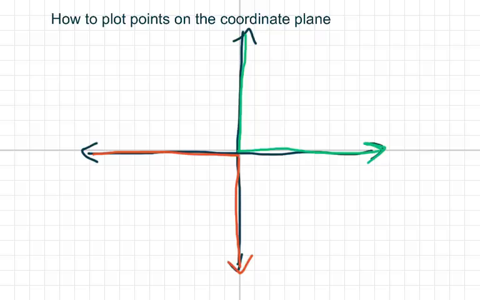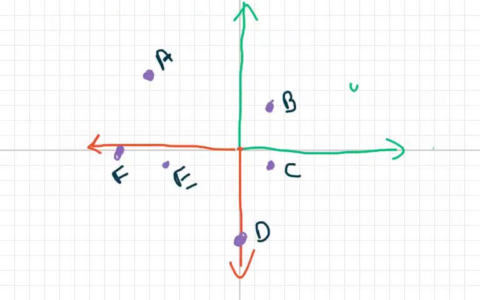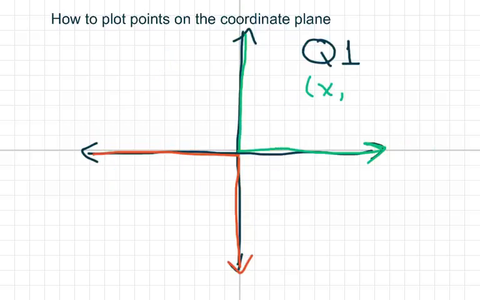We have 4 sections here, and we're going to call this one quadrant 1. Quadrant 1 is where x is positive and y is positive. X is positive and y is positive. So we have a plus here.